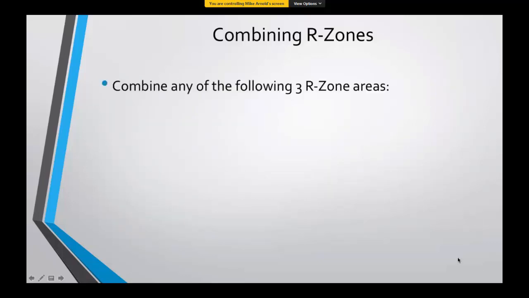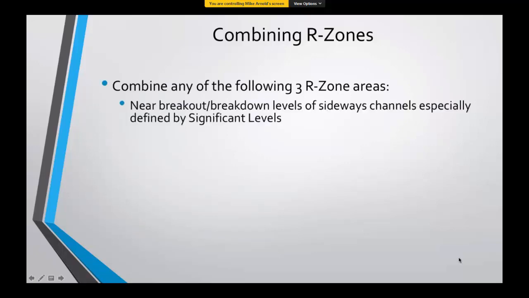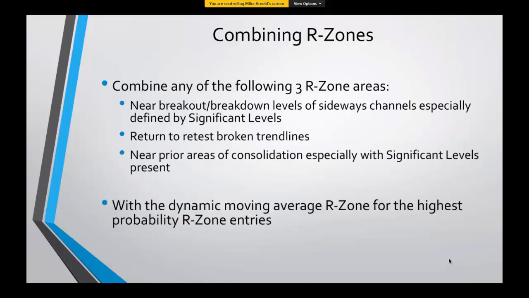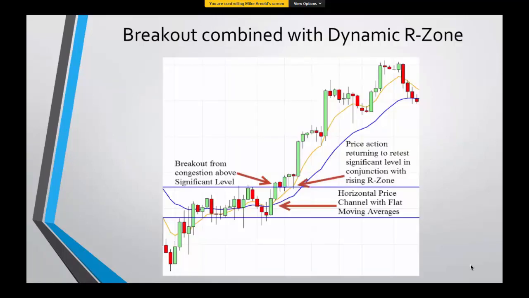So, combining R zones. Combine any of the following 3 R zone areas: near breakout or breakdown levels of sideways channels, especially defined by significant levels; retest or return to broken trend lines, which you know as kiss the trend line goodbye; near areas of prior consolidation, especially with significant levels present. Combine any of these 3 R zone areas with the dynamic moving average R zone for the highest probability R zone entries. All right, so let's talk about combining the dynamic R zone with a breakdown or a breakout of congestion above a significant level.